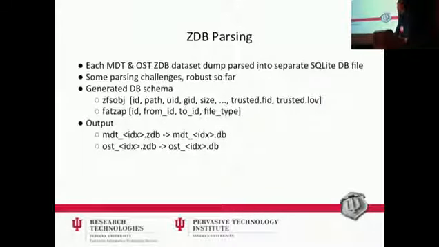And then what we do, and I think this is documented in the repository I'll show later as well, is we key off of file names for the tool. So you basically pass in an MDT dump as MDT underscore and then the index of that MDT, and the same with OSTs.